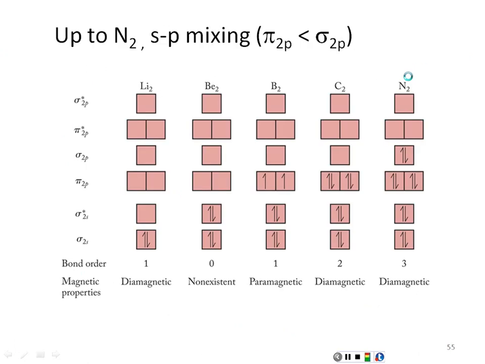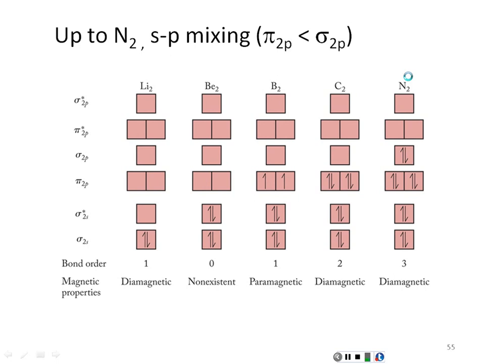If we look at the second row up to N2, so these are all the atoms that would have sp mixing, this is what we would see for the diatomic molecules that they form. So lithium-2, like we saw, bond order is going to be 1. Beryllium-2, bond order is 0. It doesn't exist.